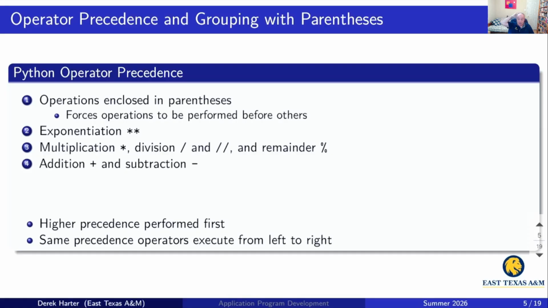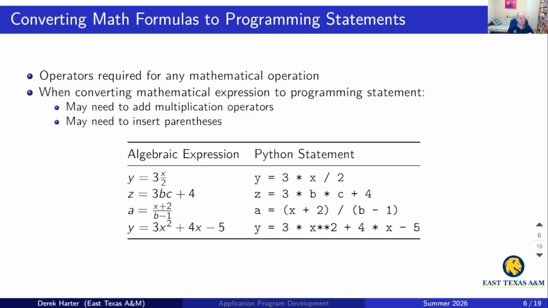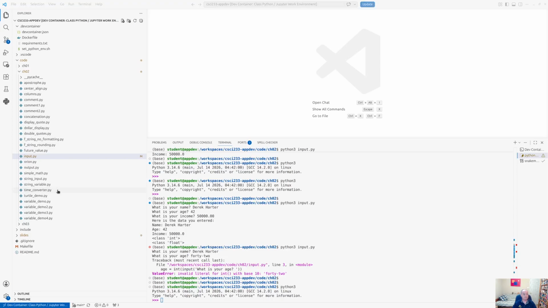Anything that has higher precedence would be performed first if you write this out as an expression, and things of the same precedence are going to be evaluated from left to right in the expression. Okay, so let's see some examples of that.